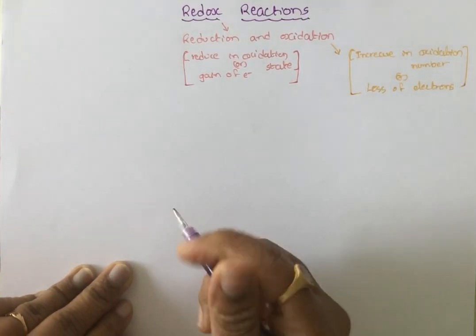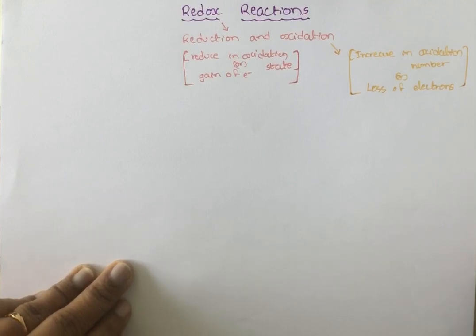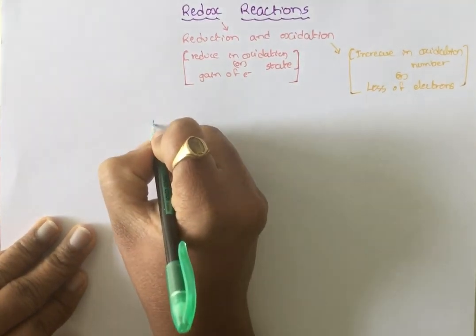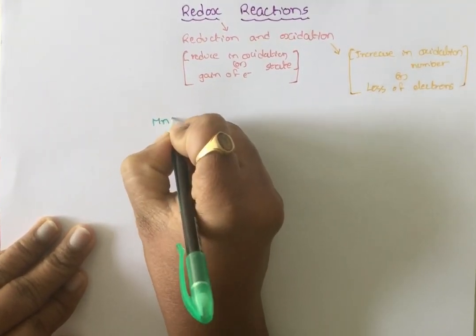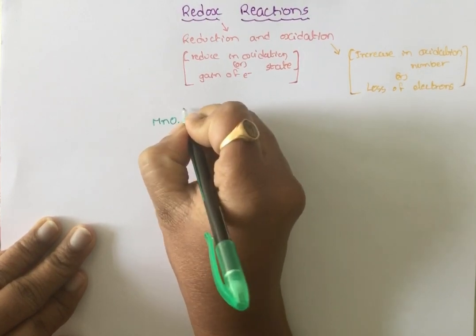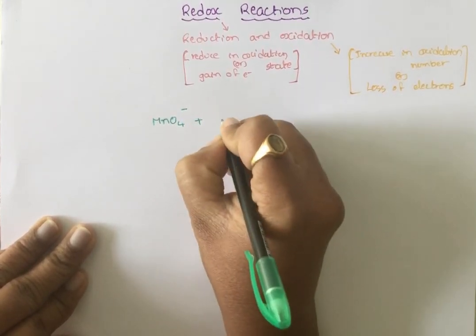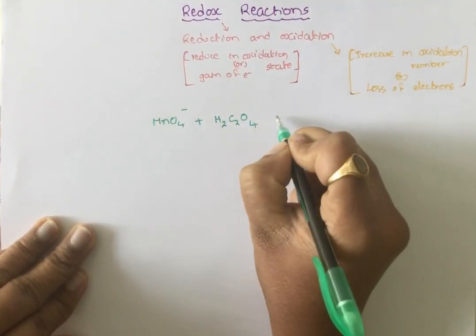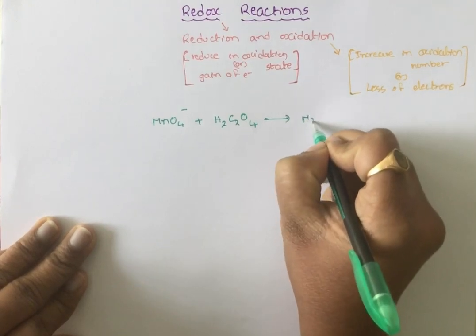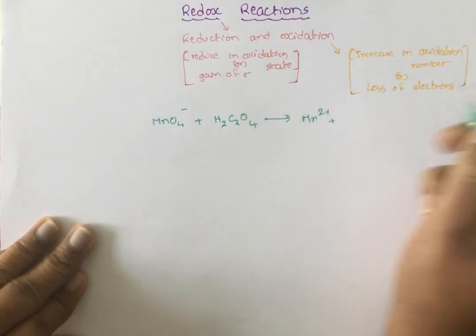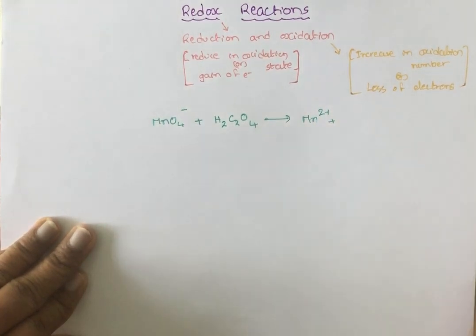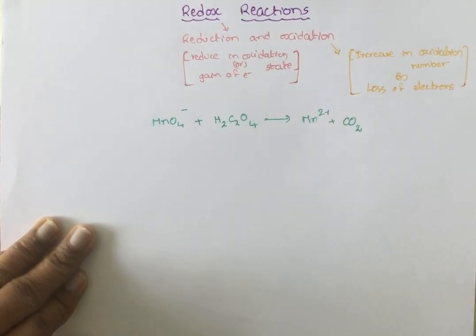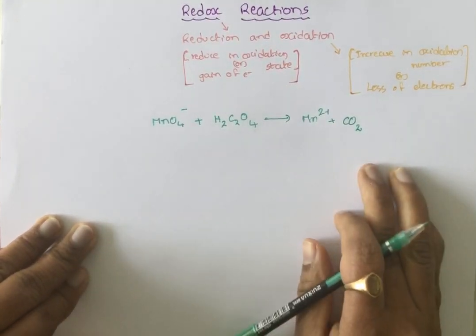Okay, now let me explain with one example. Potassium permanganate is reacting with oxalic acid and gives manganese 2 plus ion, as well as it leaves carbon dioxide. So this is the basic reaction that they are given.